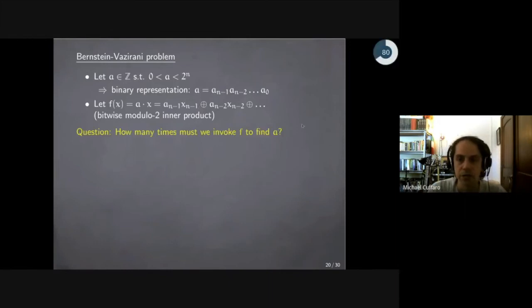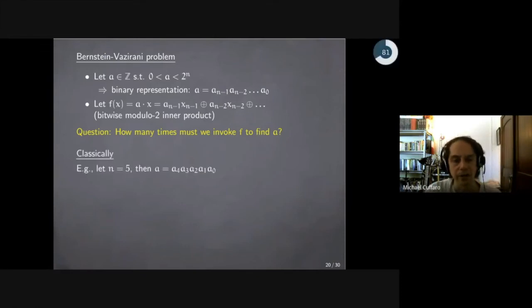Now the question we want to answer is, how many times do we need to invoke the function f in order to find out the value of a? So imagine I have some a that I want to find, and I have a grab bag of strings x of length n. How many of those do I need to grab out of the bag and apply f to in order to find out the value of a? That's the question.